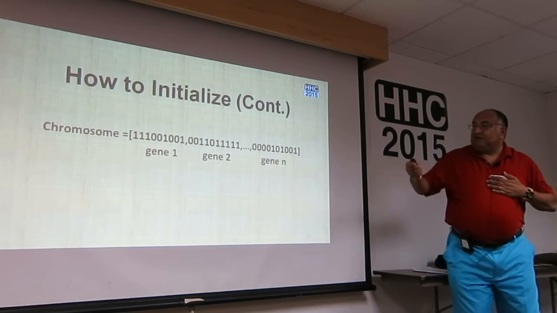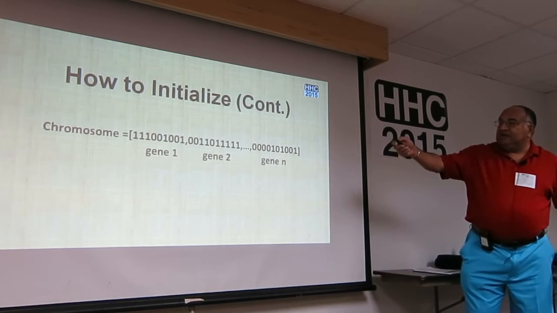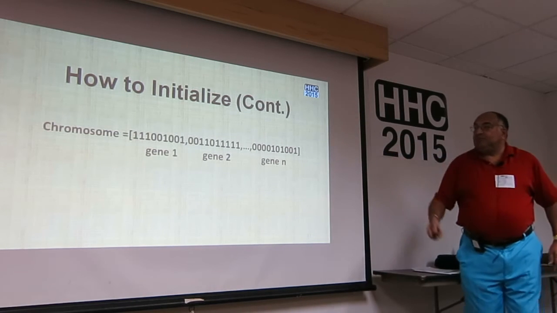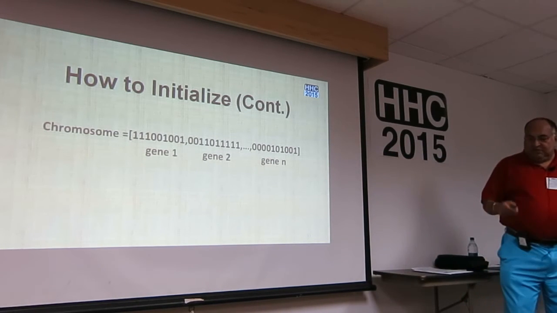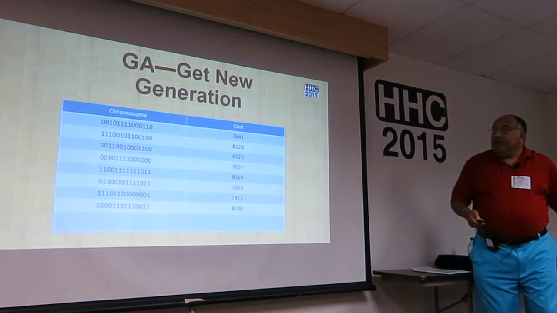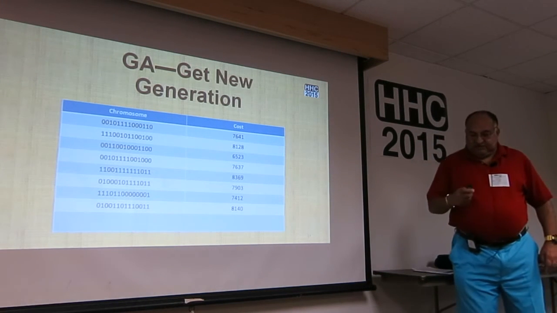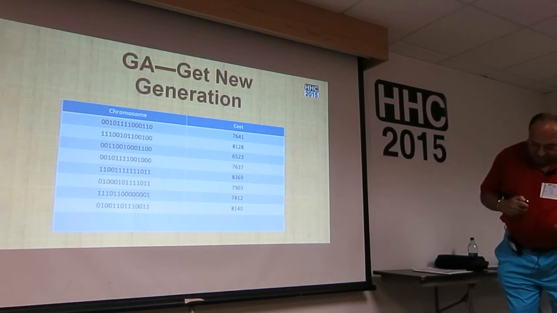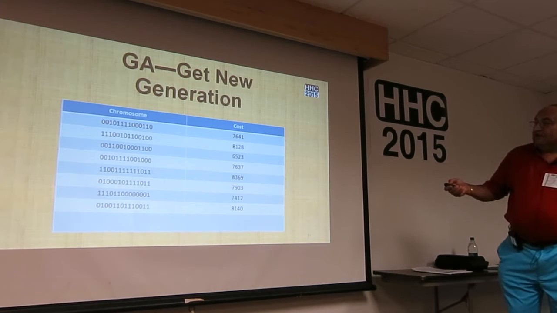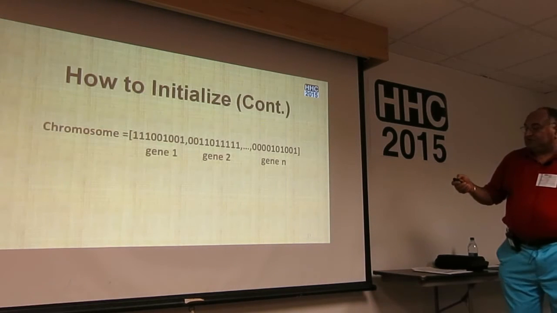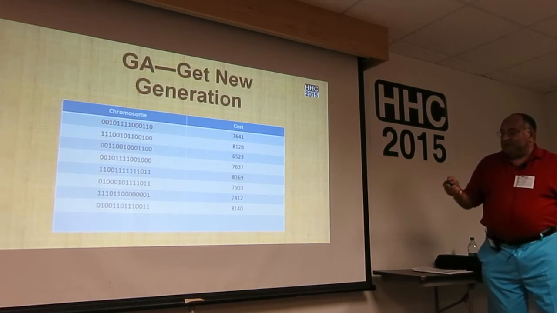Here's an example. I have a chromosome with N genes, and each gene has a random sequence of zeros and ones. Here's an example of 8 chromosomes and their cost functions. Okay, so these are the cost functions. They're not arranged in any particular order.